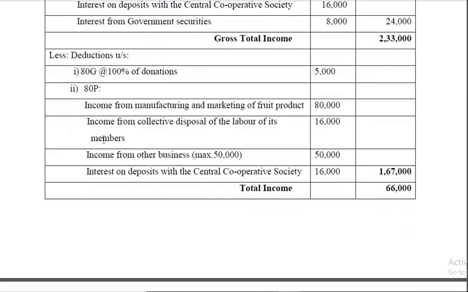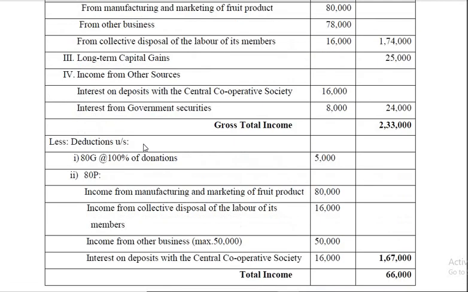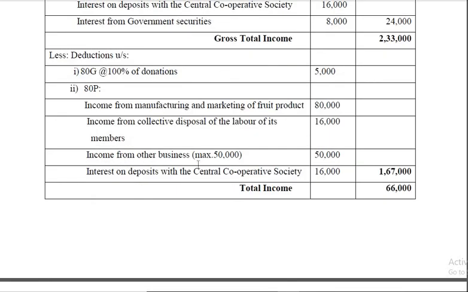Then 80P. So income from manufacturing and marketing of fruit products, income from collective disposal of labor of its members. But here is one item from other business, 78,000. But the maximum deduction available is 50,000 because this is not a consumer cooperative society. If it were a consumer cooperative society, the deduction available would have been 1 lakh rupees.